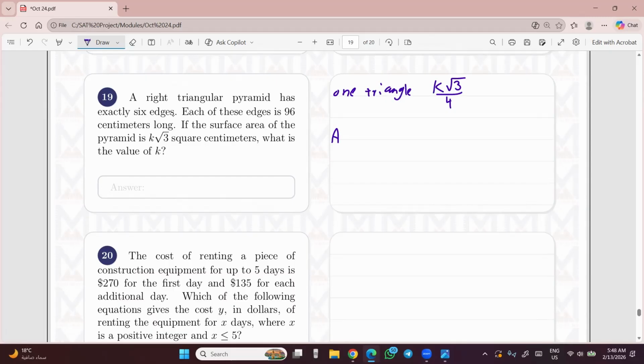The area of a triangle equals half times A times B sine C. What is the meaning of this?